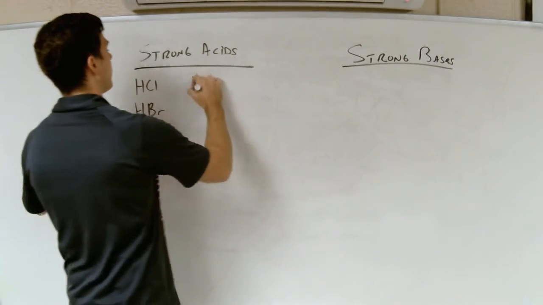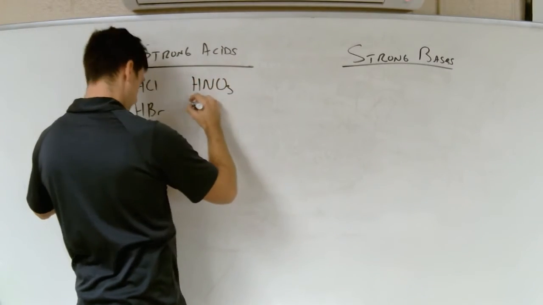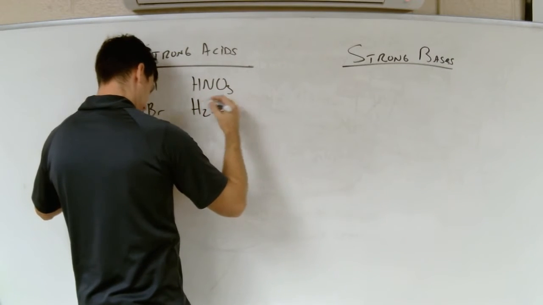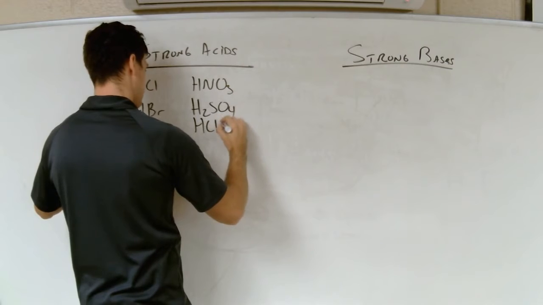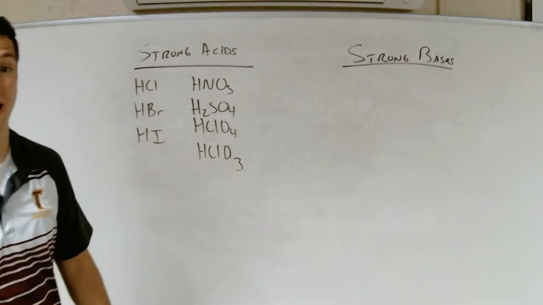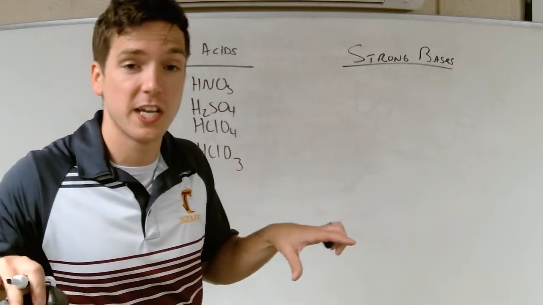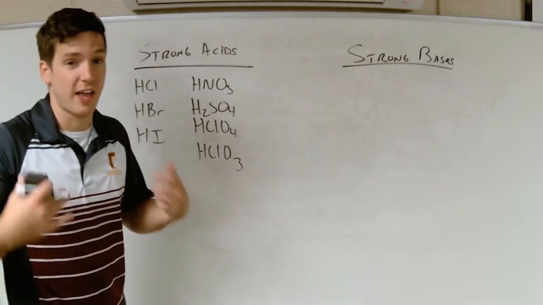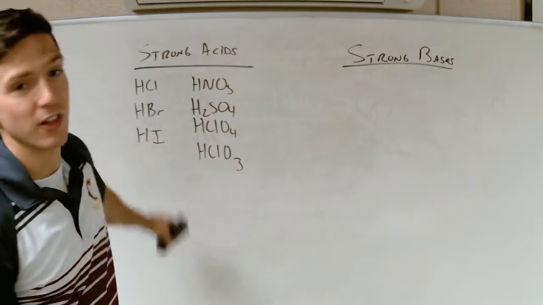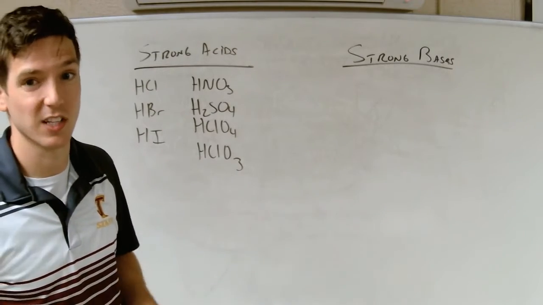And then you got HNO3, H2SO4, you got HClO4, and you got HClO3. Those are your strong acids. Those are guys that are going to dissociate, break apart, every time ready to react with anything. So these are strong electrolytes. They dissociate a lot. They conduct electricity.